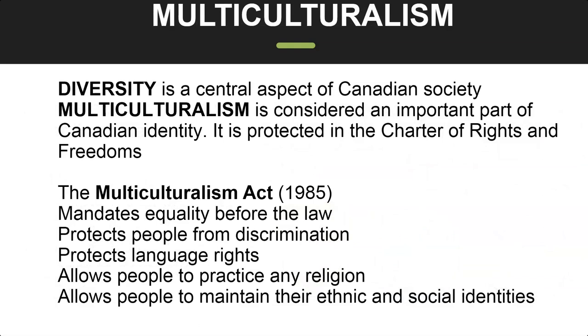Multiculturalism is a concept. It exists at a level of understanding where many different cultures can coexist under one sort of policy. Canada was really the first country in the world to actually adopt a formal policy on multiculturalism, which eventually became law in 1985. So multiculturalism actually mandates equality before the law, and it protects people from discrimination. It protects language rights. It allows people to practice any religion and allows people to maintain their own ethnic and social identities. Multiculturalism also exists as a form of identity, and it is an important part of Canadian identity, protected by the Charter of Rights and Freedoms.